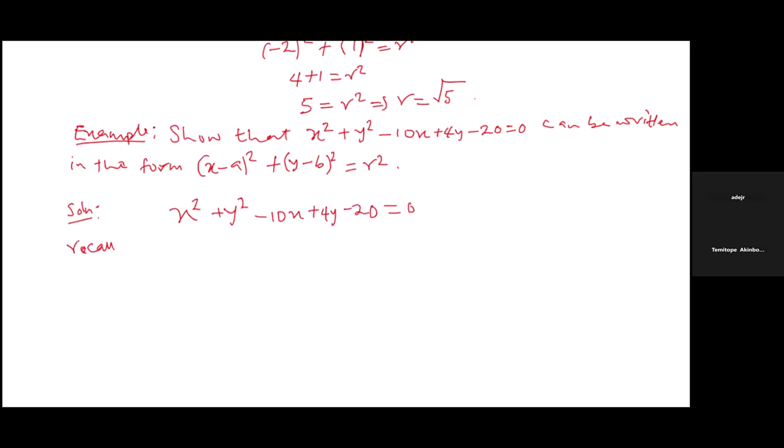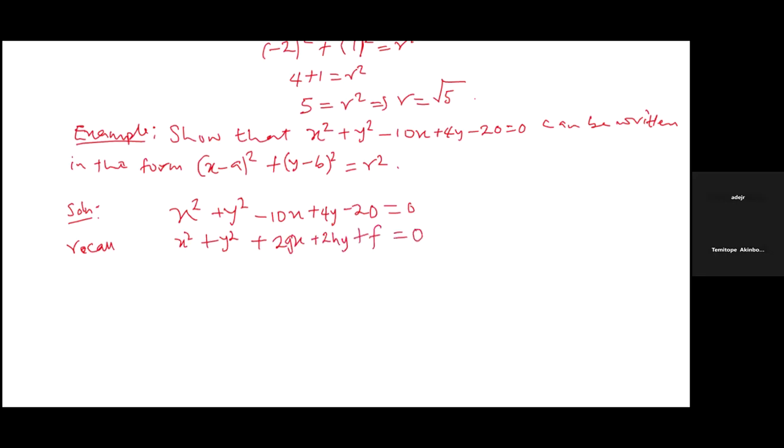x squared plus y squared plus 2gx plus 2hy plus f equals 0.